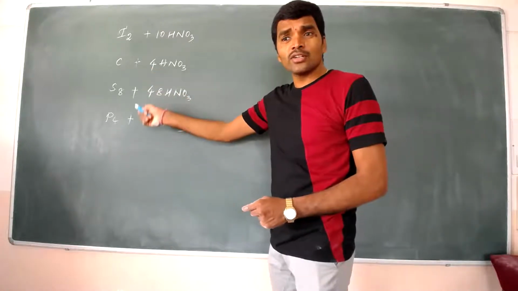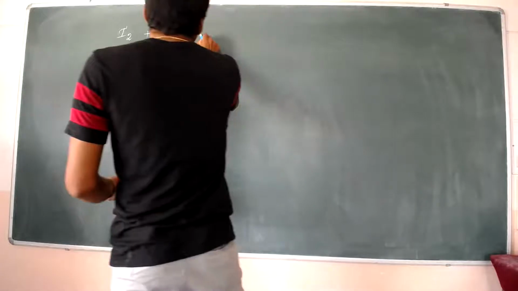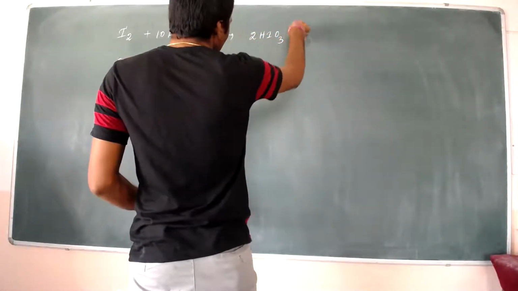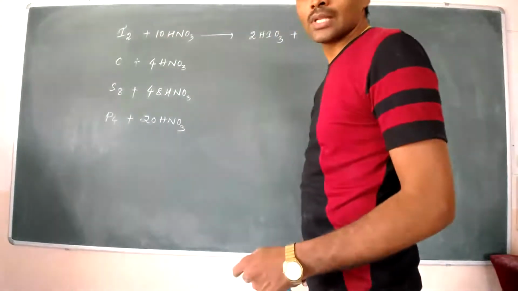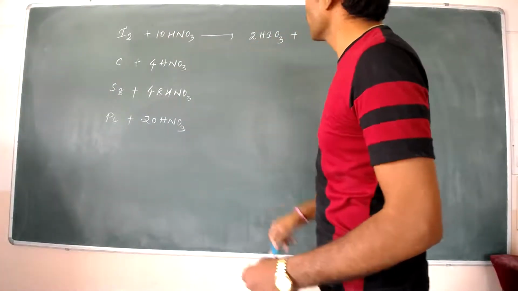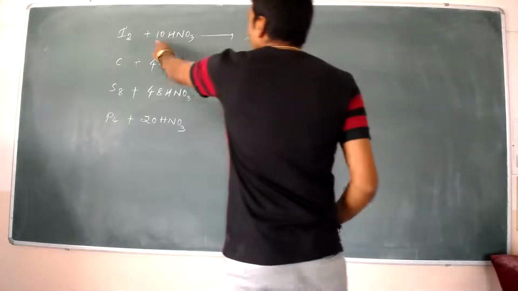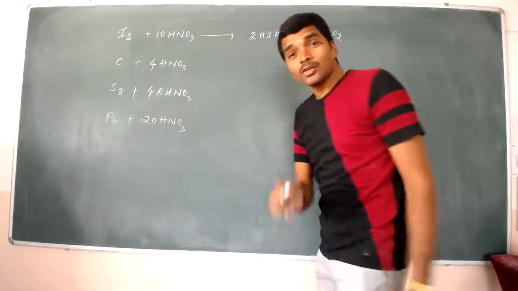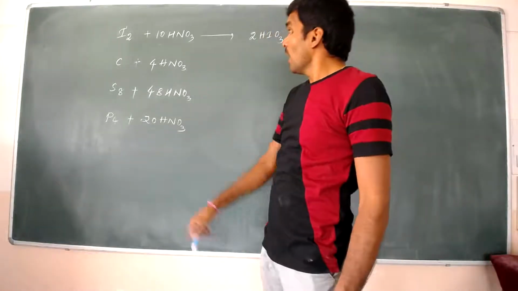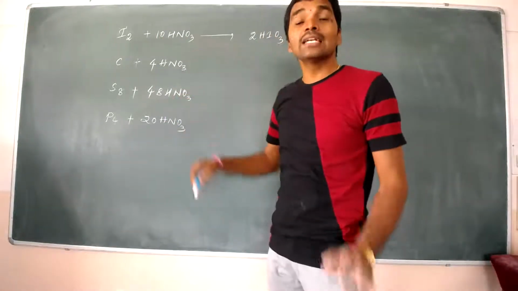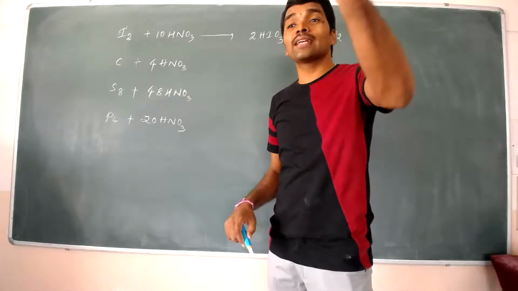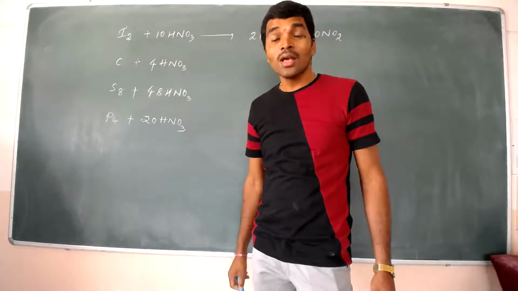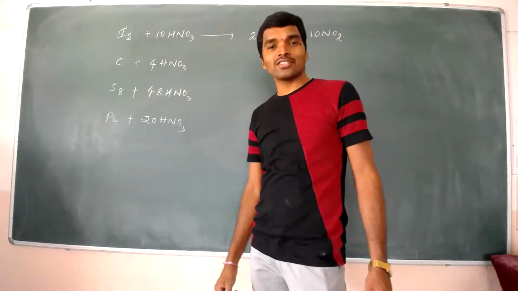Now nitric acid is going to react with the non-metals. When I2 reacts with HNO3, 2 moles of HIO3 will be formed. Then, after, 10 moles of nitrogen dioxide will be formed. Here you remember the main product: when non-metals react with nitric acid, NO2 nitrogen dioxide gas will be formed. So brown color gases are evolved in these reactions.